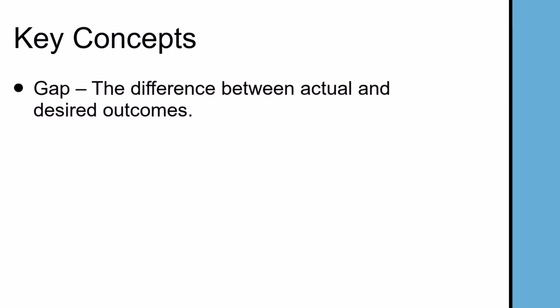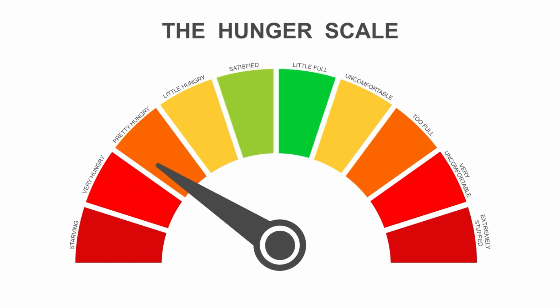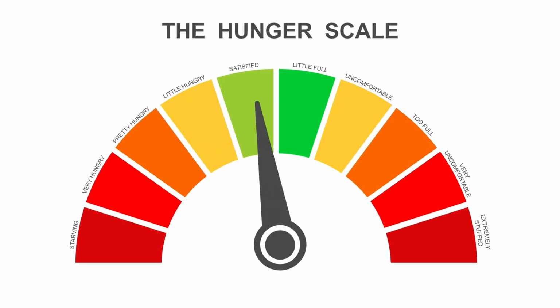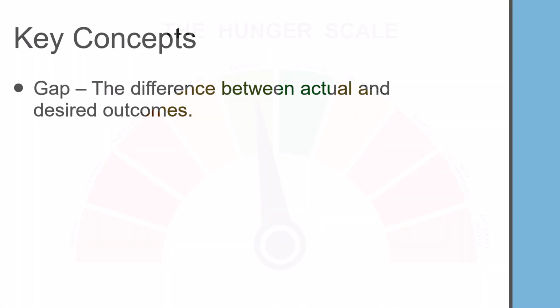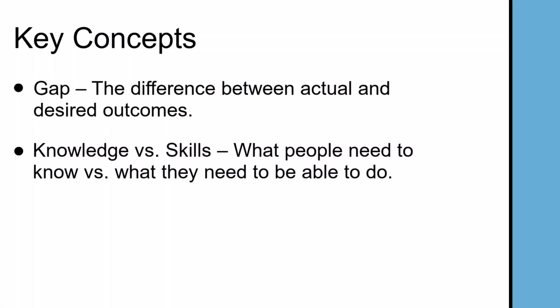Within this, we have a few key concepts. We have the gap, which is the difference between actual and desired outcomes. This is the difference between how hungry you are before you cook and how satisfied you are after you're done eating what you cooked. We have knowledge versus skills. This is an important distinction between what people need to know versus what they need to be able to do. Very often, it's easier to build knowledge. It's slower and more difficult to acquire skills.